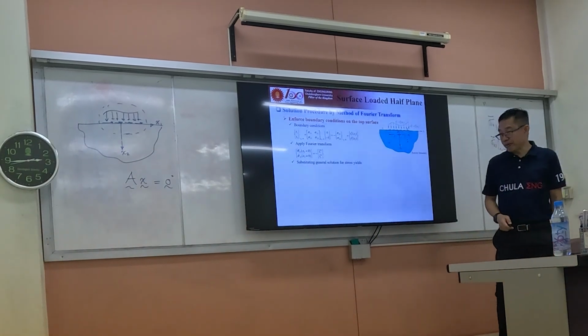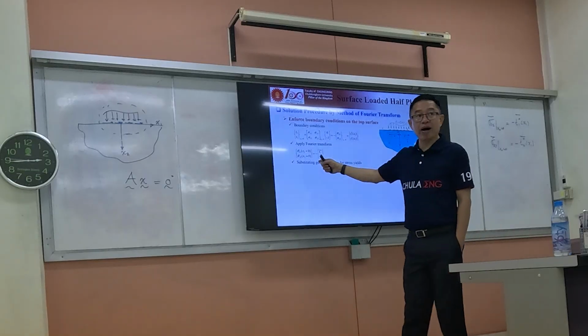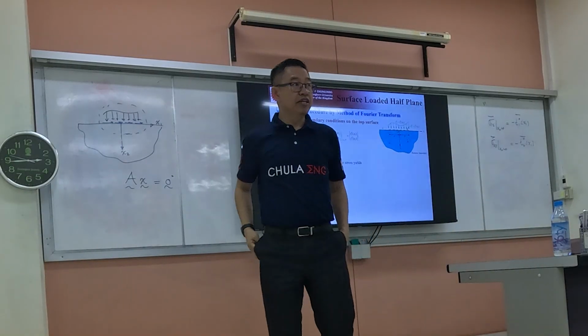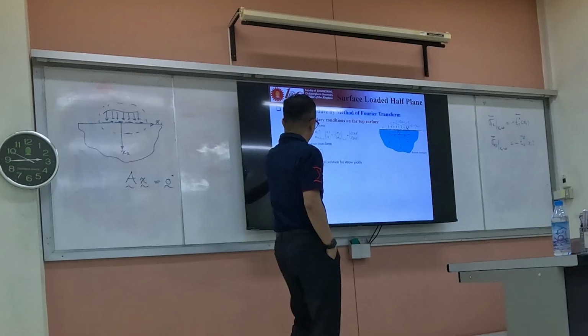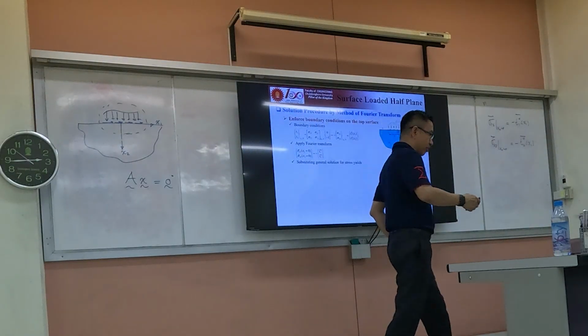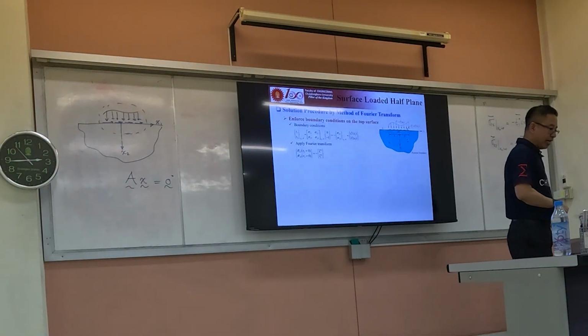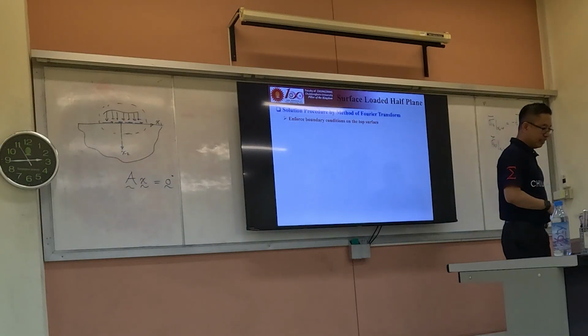Now you can plug in the sigma 1, 2 bar that you got in the previous slide. You plug in x2 equals 0. I'm not sure that it's clear to you. Go back to the previous slide. Okay, this one.